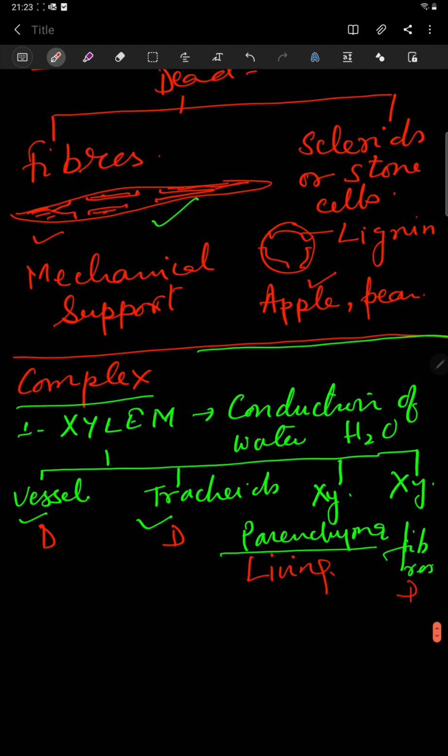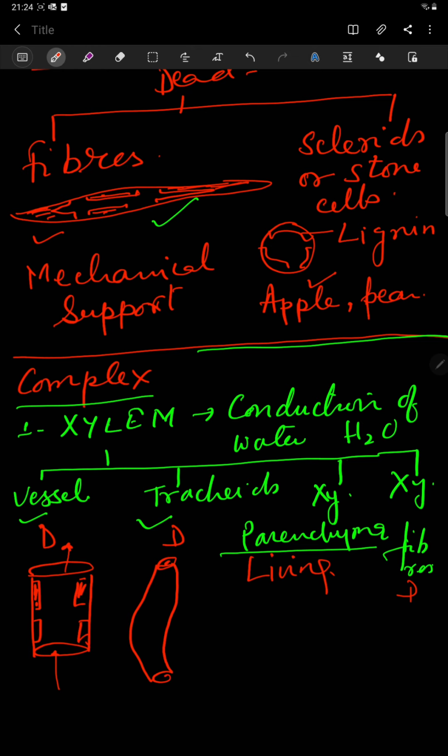Now, if we draw the diagram of the vessel, it is isodiametric, that means the diameter of the vessel is similar from top to bottom, and the main function of the vessel is conduction of water from the downward to upward direction. The secondary wall is visible. This is made up of lignin. When we talk about tracheids, they are narrow at the tip, wide in between, and at the bottom again narrow.